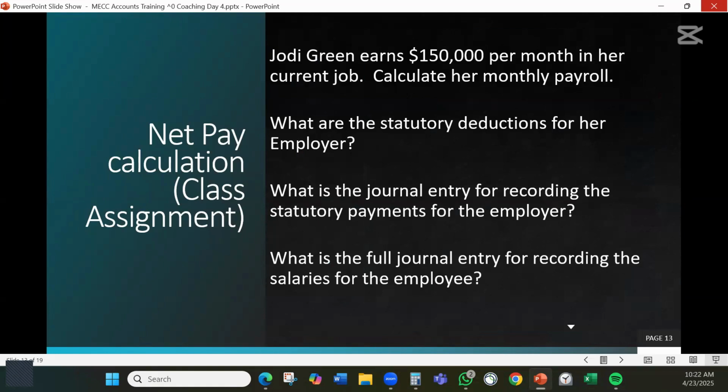Calculate her monthly pay. What are the statutory deductions for her employer? What is the journal entry? Because you want to know to enter it in your books. And what is the journal entry for recording everything in your books? All those salaries need to be entered in your books. So let us look at the solution. Who wants to go first with calculating the NIS?